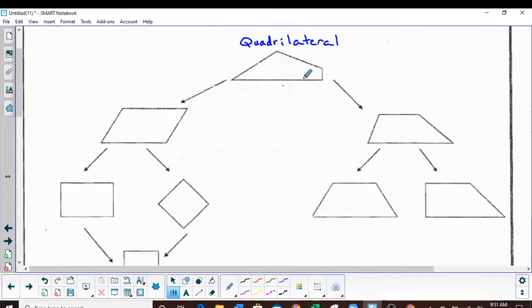If you notice, it's got four sides: 1, 2, 3, 4. And this is the weird quadrilateral we talked about earlier, where it doesn't really fit any other explanation of these figures except for just calling it a quad. It doesn't fit with the parallelograms, doesn't fit with trapezoids, so it's just a quad, period.